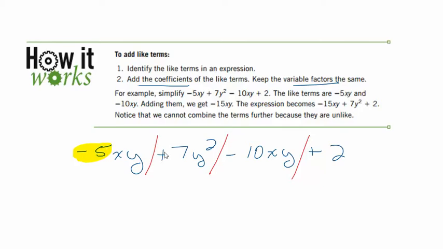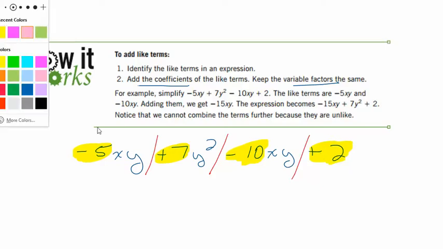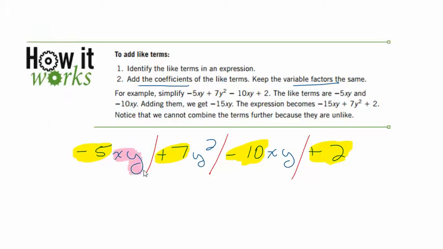Coefficient, coefficient, coefficient, coefficient, and let's highlight the variables in pink. Variable is xy, y squared, xy, no variable. So what's in that pink glob has to be exactly the same in order to combine them. So this term has an xy and this term has an xy. Therefore they are like terms.